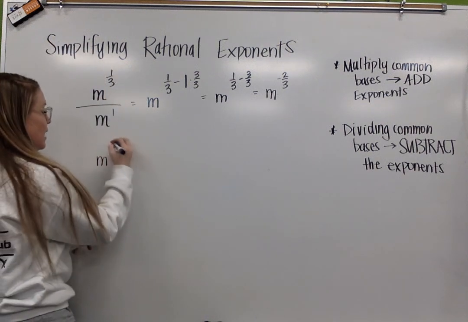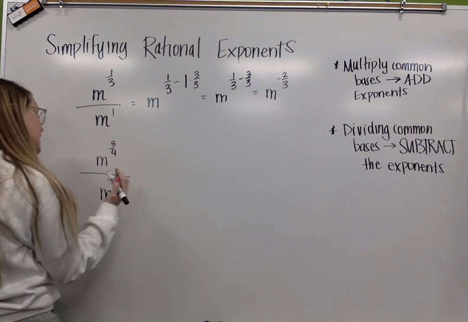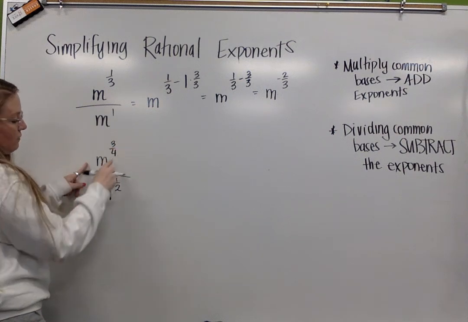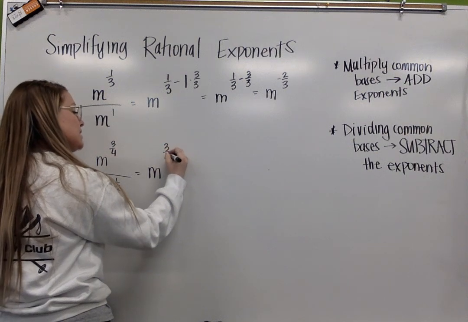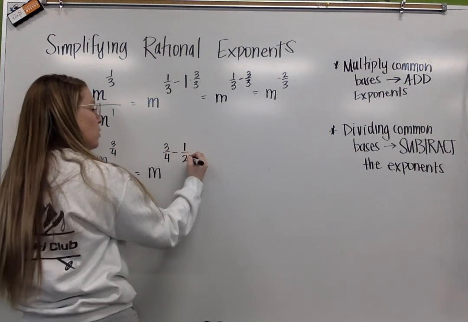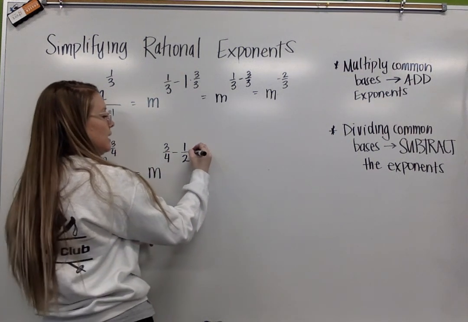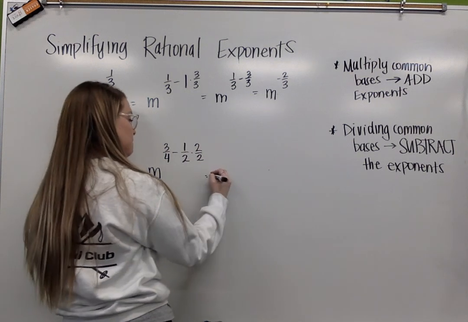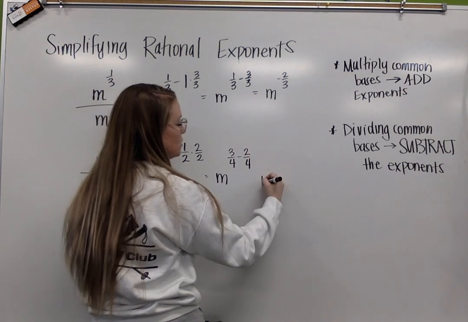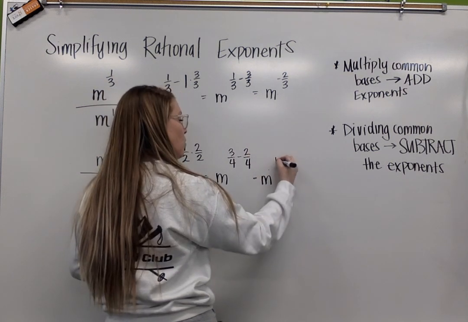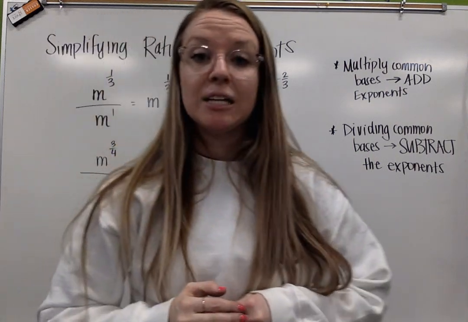Let's do m to the 3/4 divided by m to the 1/2. So m to the 3/4 divided by m to the 1/2, that's going to be the same as m to the 3/4 minus 1/2. Divide the common bases, I'm going to subtract the exponents. Here I'm going to get a common denominator. So I'm looking at 3/4 minus 2/4. So m to the 1/4 is my resulting expression.